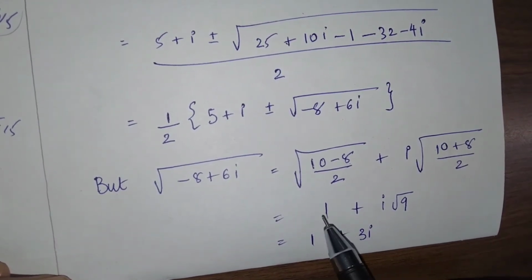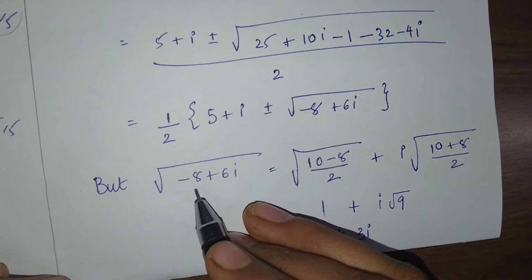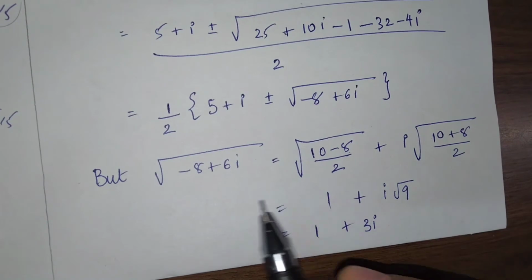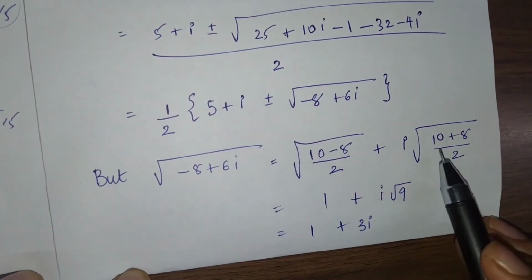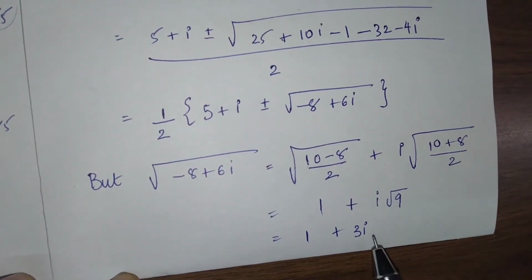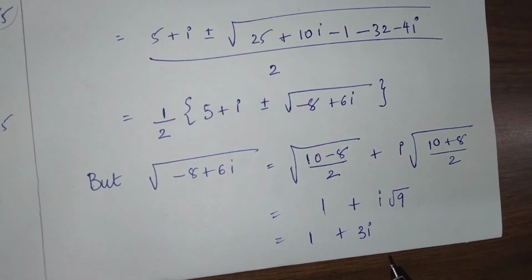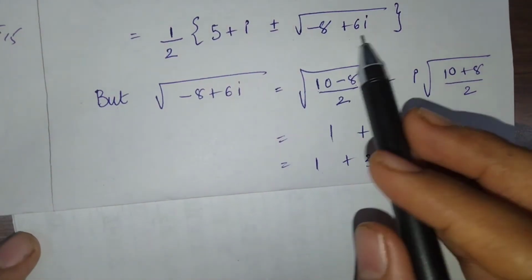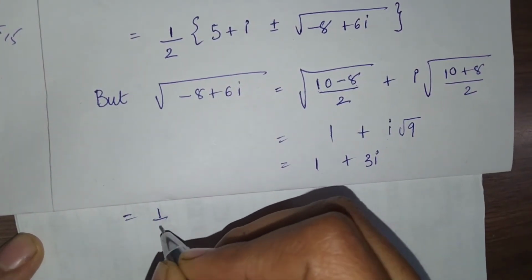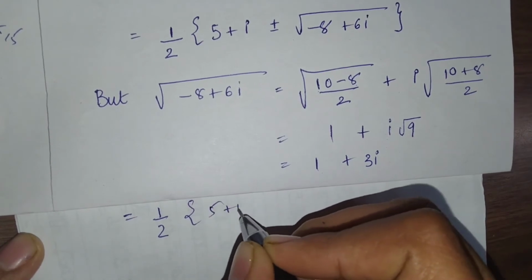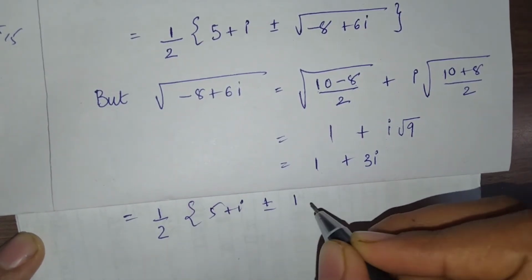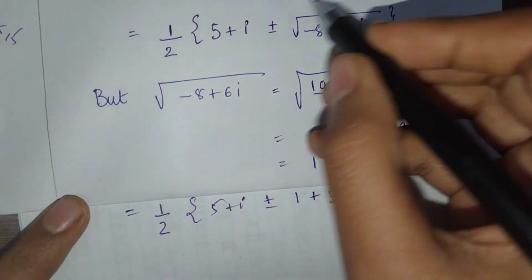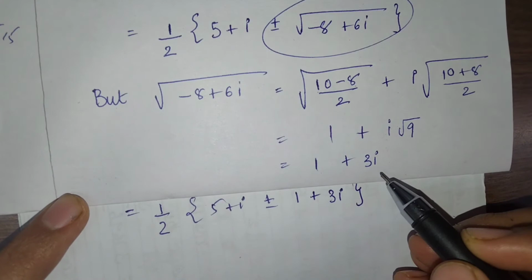Try to bring 1 here. If here it is 4, then 6 minus 4 comes, so 2 by 2 will be 1. So here 8 is there, so 10 minus 8 and 10 plus 8, and we will get 1 plus 3i. Okay, so 1 plus 3i is there and we can write it in its place. So we will get 1 by 2, 5 plus i, plus or minus 1 plus 3i. Okay, in place of minus 8 plus 6i we can write 1 plus 3i.